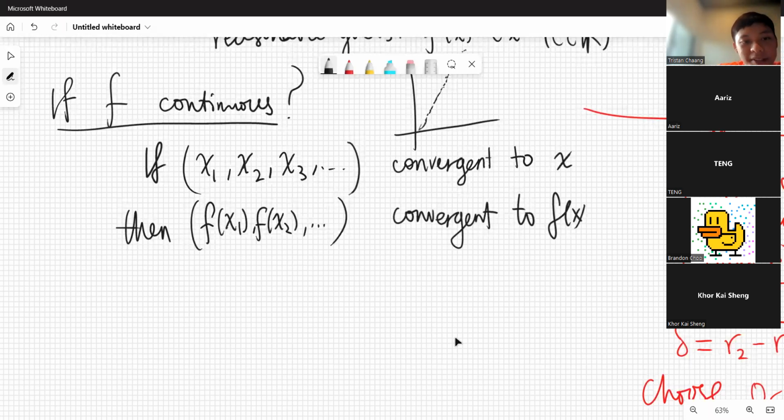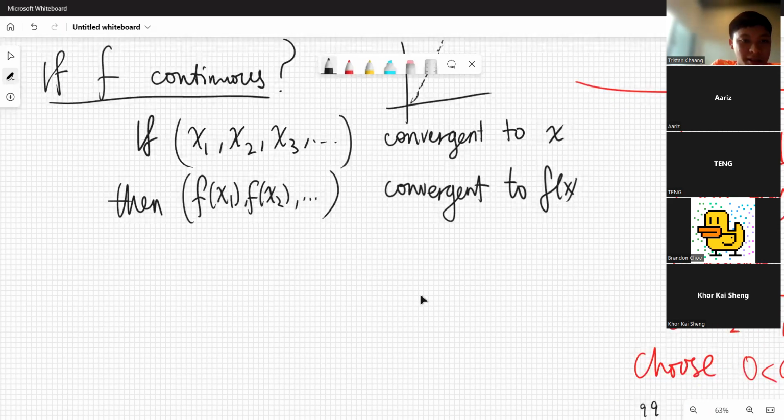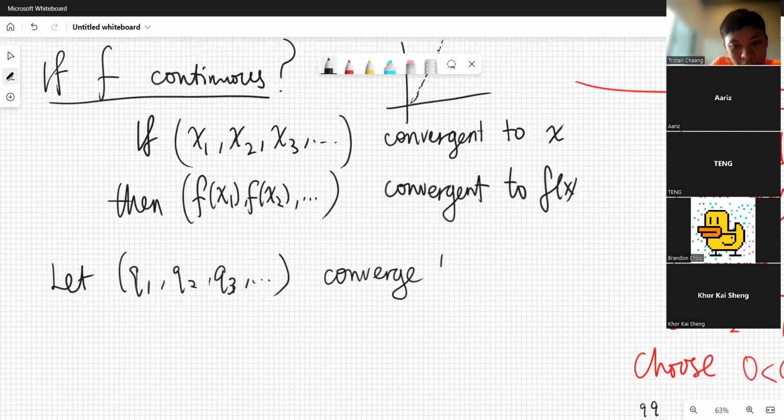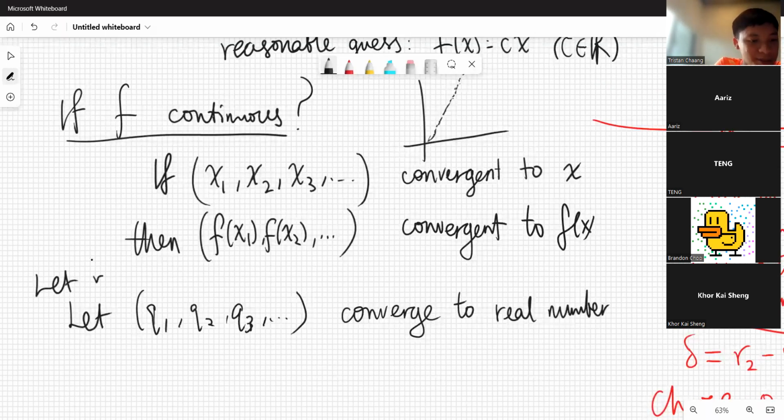So how would we choose our sequence here? So we'll do this. Let q1, q2, q3, ... converge to some real number r. In fact, we should let r be any real number. So we first find some sequence that converges to that real number r.